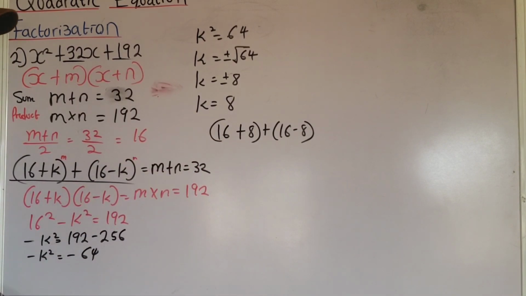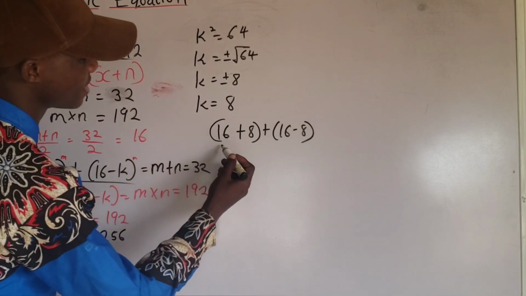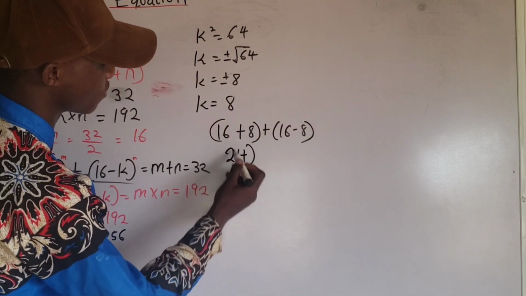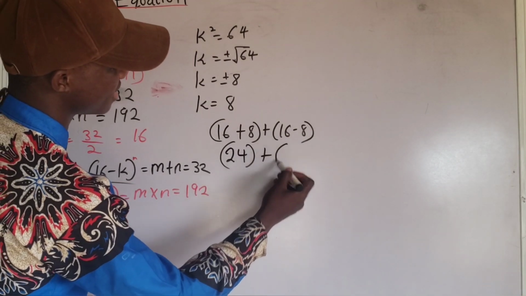I think I'm really good at guessing, but there are some people that are not really good at guessing. So this method might be able to help you to factorize any quadratic equation that you cannot think or guess the factors. So here I have 16 plus 8, that is 24. Then 16 minus 8, that is 8.